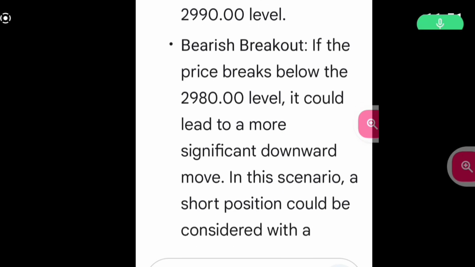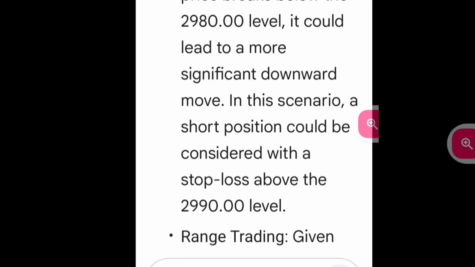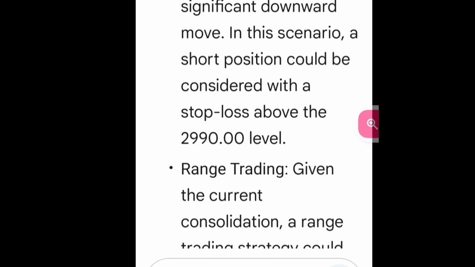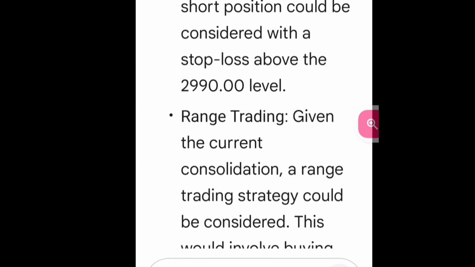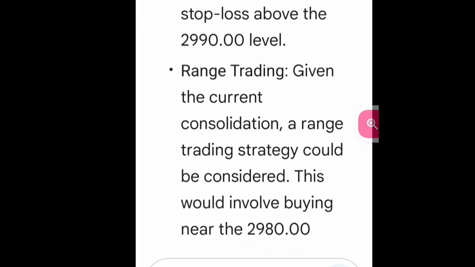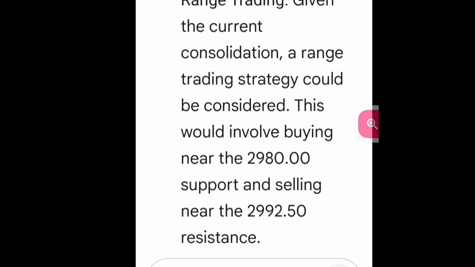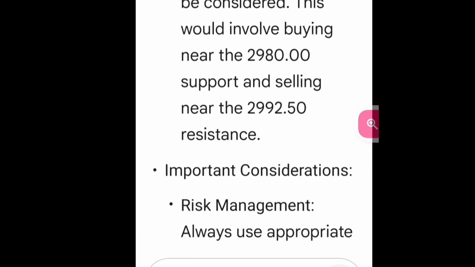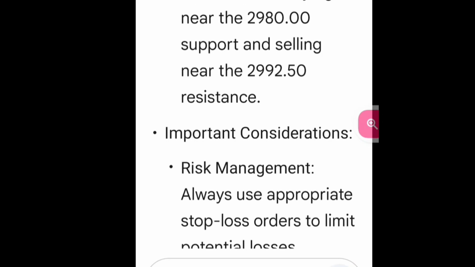2,990.00 level. Bearish breakout. If the price breaks below the 2,980.00 level, it could lead to a more significant downward move. In this scenario, a short position could be considered with a stop loss above the 2,990.00 level. Range trading. Given the current consolidation, a range trading strategy could be considered. This would involve buying near the 2,980.00 support and selling near the 2,992.50 resistance.